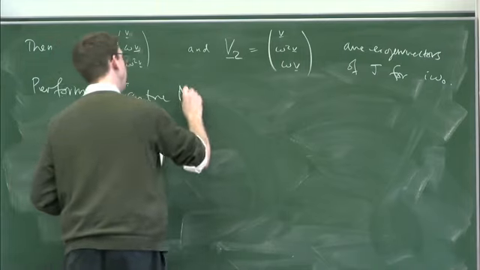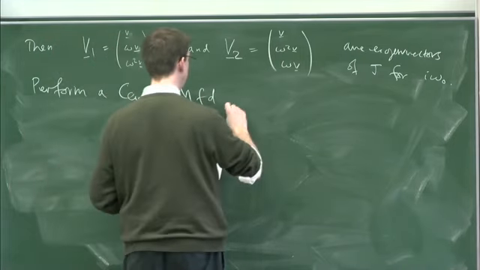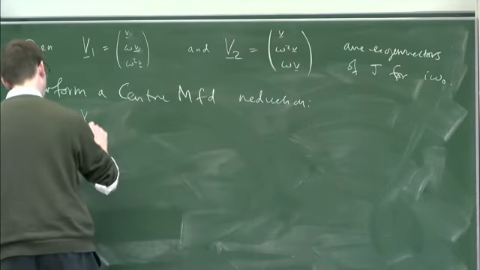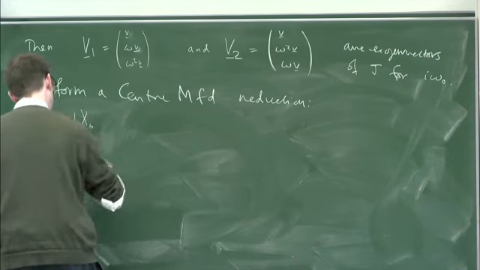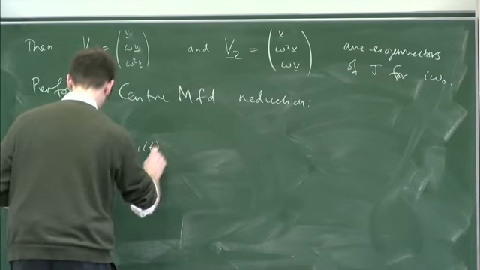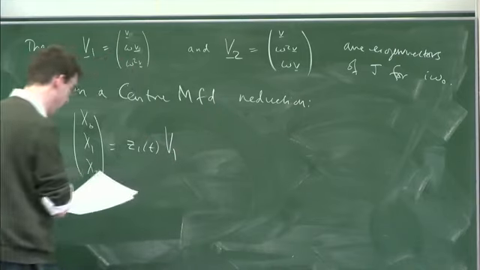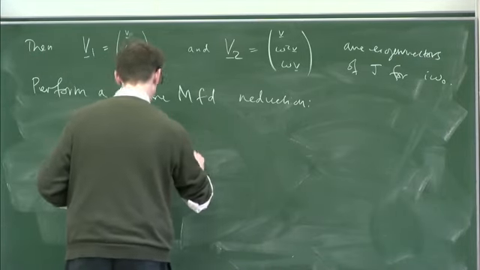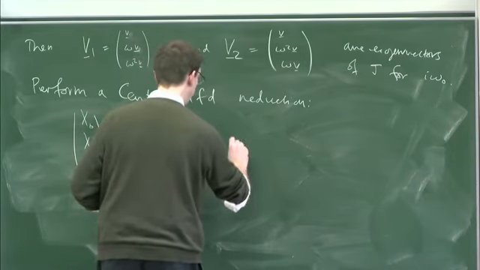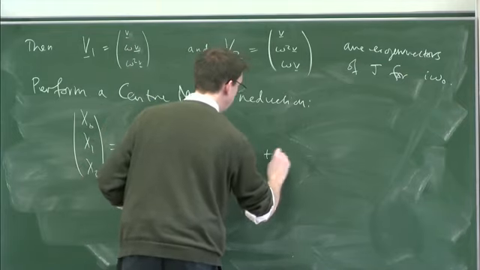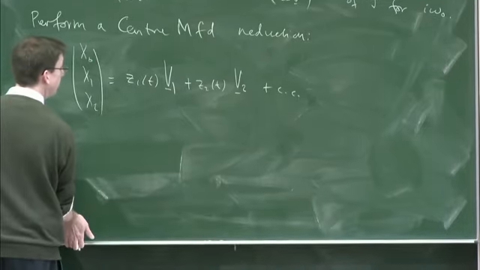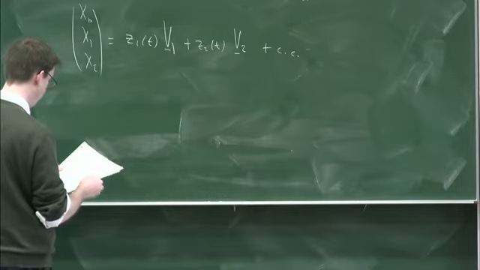So then in the standard way, we perform some center manifold reduction. I'd write my full state space variables x0, x1, x2 as some amplitude z1(t) times this vector V1, plus another independent amplitude z2(t) times big V2, plus complex conjugate, because the x's are real and the z's and v's are not.